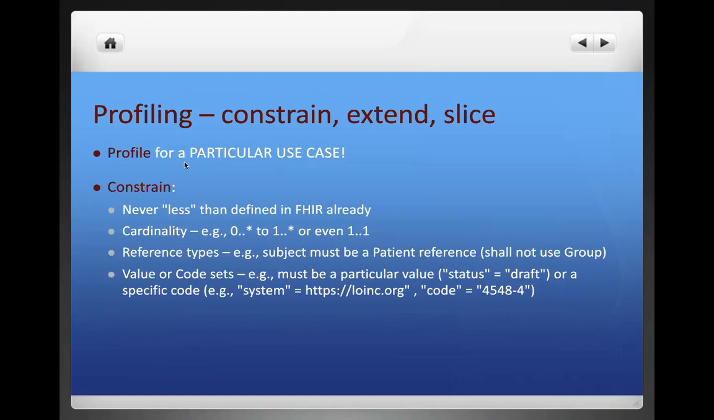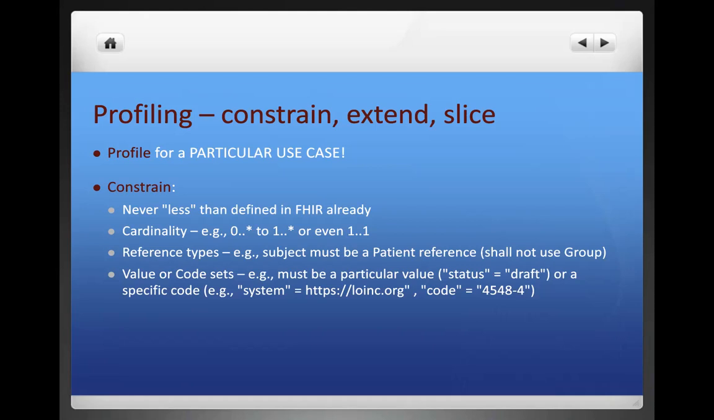All right, profiling, constraining, extending, slicing. Again, profiling is to solve a particular, very specific use case. We did talk about this when Dr. Mark Kramer was with us, but in FHIR, there's several different things that you can constrain. You can never do less than is already required by FHIR, but there's not very much required by FHIR, but you can never do less. You can never make FHIR less restrictive.